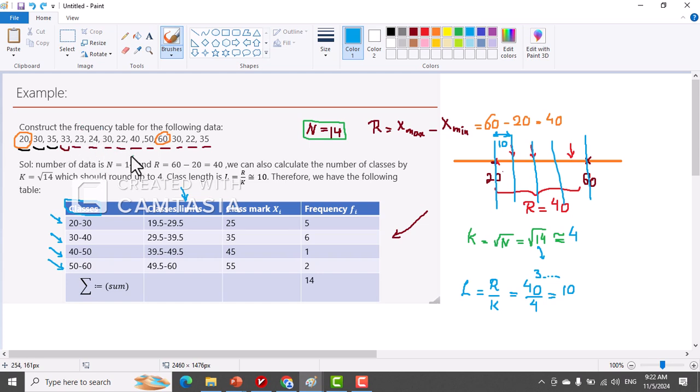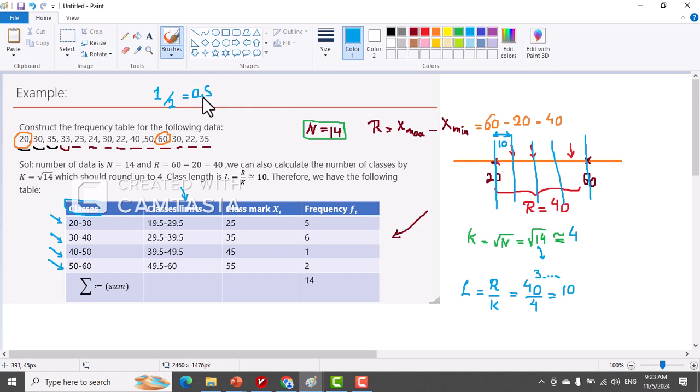Which means that we just look at the data. We have 22 and 23. The smallest difference between the data is 1 unit. As you can see, we have 22 and 23, and the smallest difference between the data is 1 unit. So this 1 unit is divided by 2, and then we have half. With that half, we can construct our class limits.